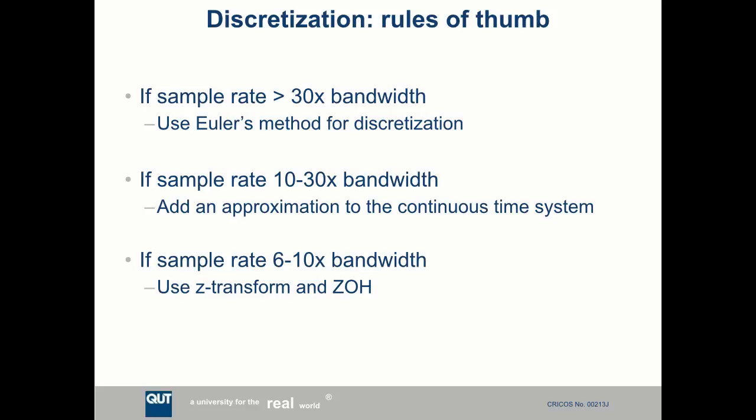If your sample rate's really quite low compared to the system bandwidth, then you really should use the zero order hold and the Z transform to discretize your system. You can use the Tustin transform in that sort of middle bracket. It will work well there. But all of these things is really a little bit of trial and error and a bit of experience.